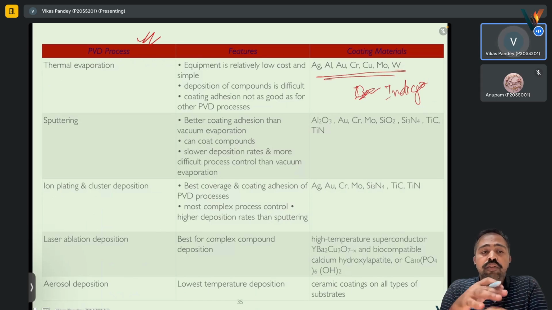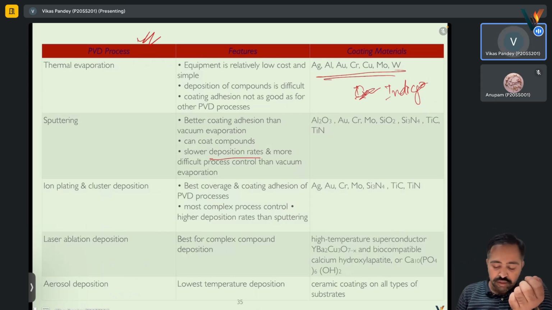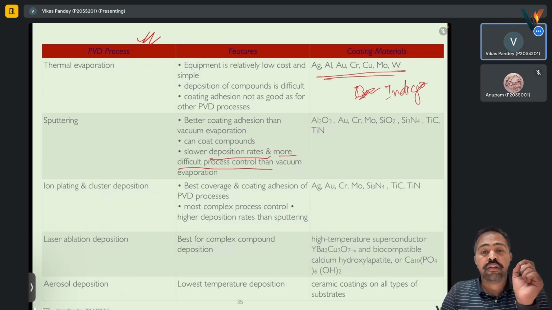Whereas in the case of sputtering, it has better coating adhesion than vacuum or thermal evaporation. All these processes occur in vacuum chambers. It can be used to coat compounds, but it has a slower deposition rate and it is more difficult to control the process. The rate of deposition is very difficult to control in the case of sputtering.